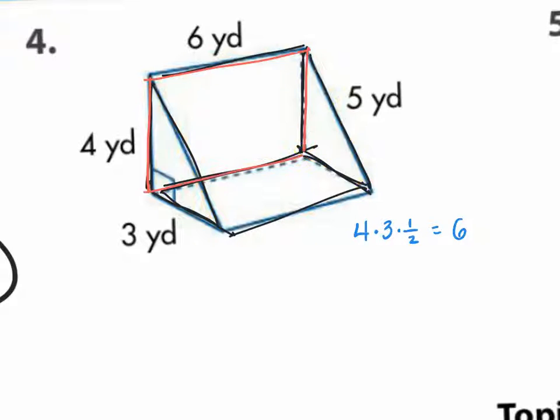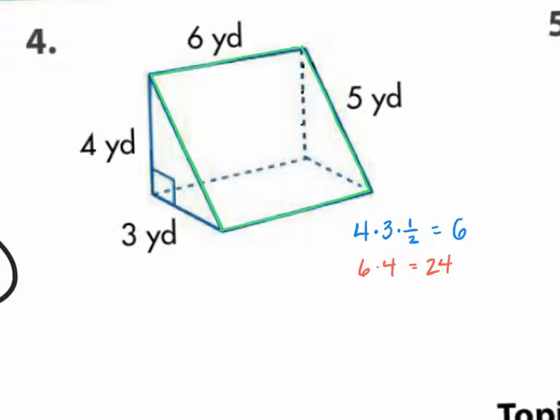Then I will find the area of this rectangle, so I can see the measurements are 6 and 4. So 6 times 4 is 24. Next I'll do this sloped piece, and I can see the measurements are 6 times 5. It's a rectangle, so I just have to multiply those together. And finally I can do this last piece. I can see my measurements are 3, and I don't have a measurement here, but I can look to see what's parallel, and I see the measurement of that is 6. So 6 times 3 is 18.